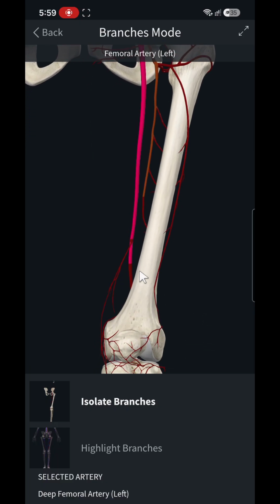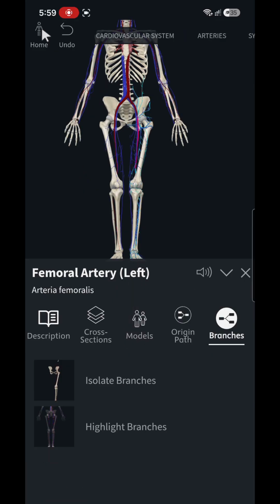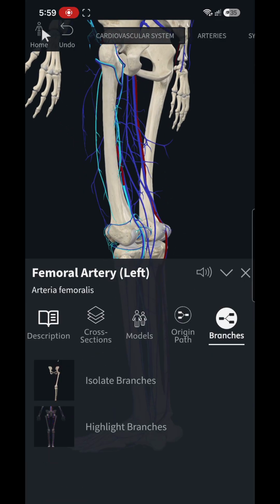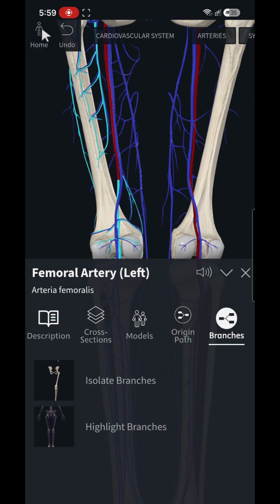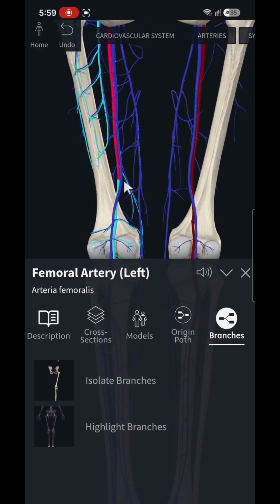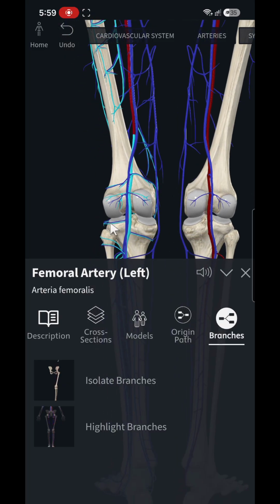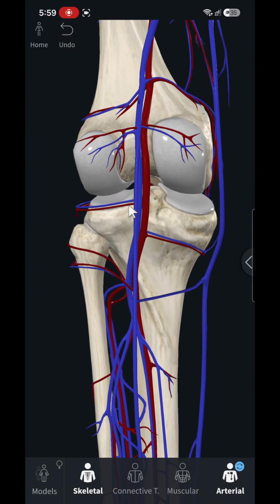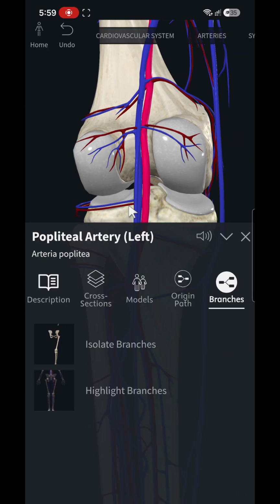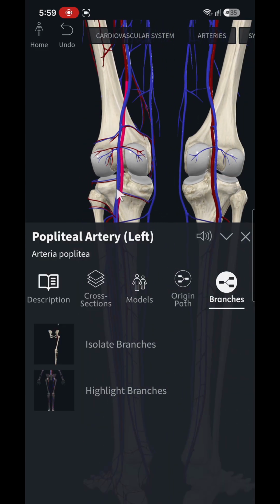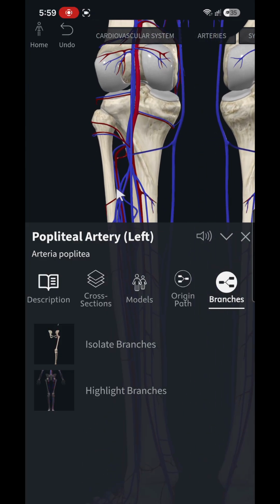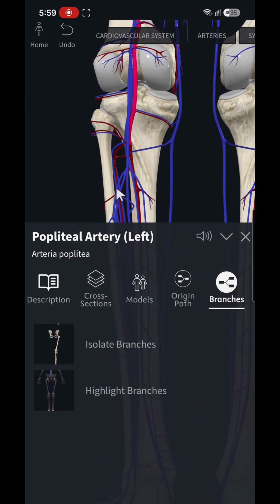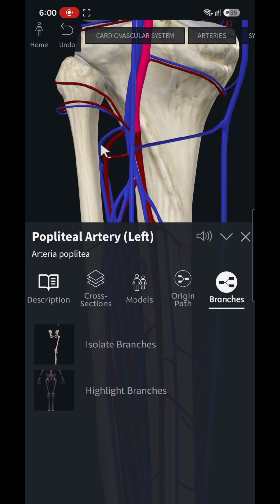And then the femoral artery will move through the adductor canal, right, and behind the knee to become the popliteal artery. The popliteal artery will divide into anterior and posterior branches, the anterior tibial and posterior tibial.